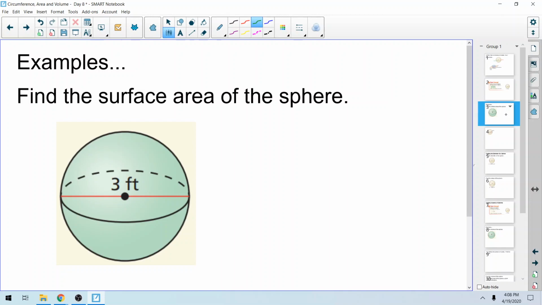Examples. Find the surface area of the sphere. So surface area of a sphere is 4 pi r squared. Now the first thing I'm looking at is I know that I'm going to need the radius. I'm looking at my sphere. Was I given the radius? And the answer is no. You were given the diameter. We need the radius, which is just half of that. So we're going to take 3, cut it in half, and we're going to get 1.5.